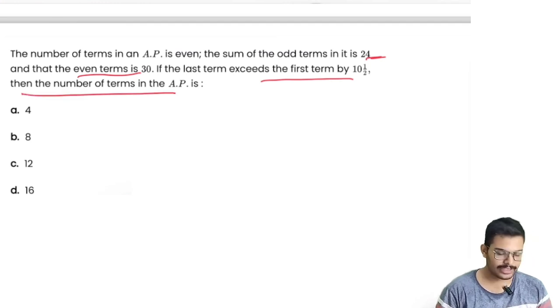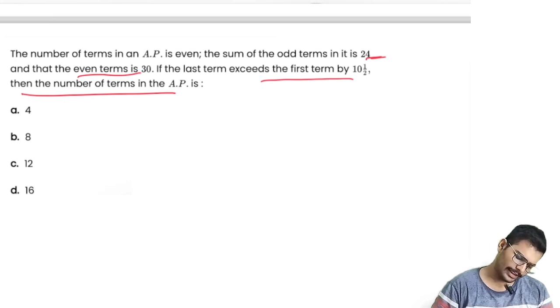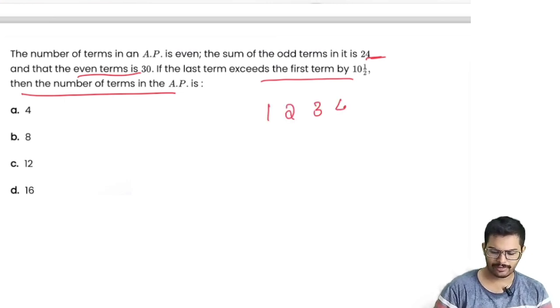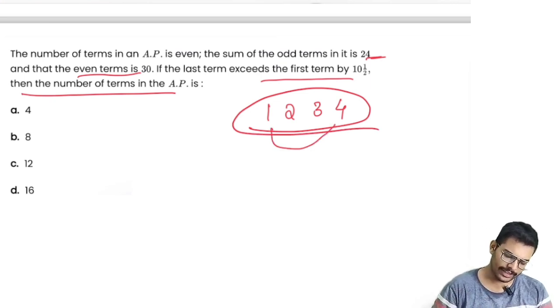We need to find the number of terms in the AP. In order to find this, suppose we have the AP with 2n terms. Since it is an even number of terms, we can take 2n, which means n even terms and n odd terms will be there.